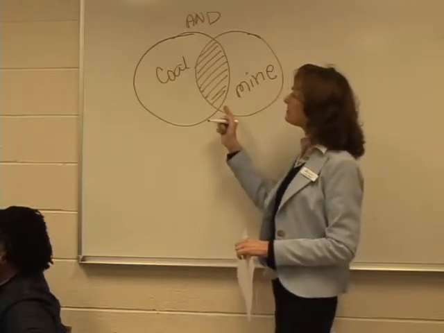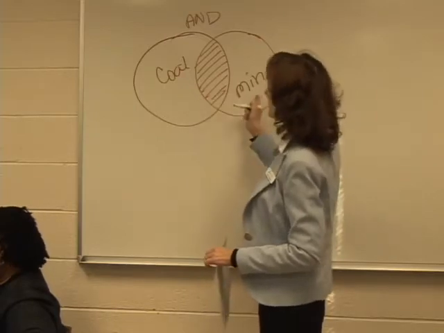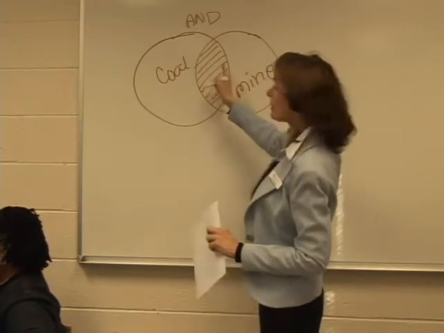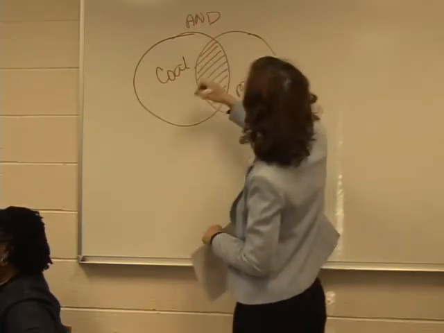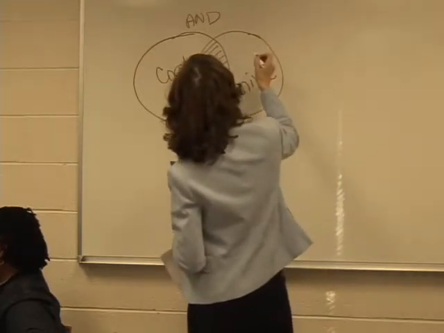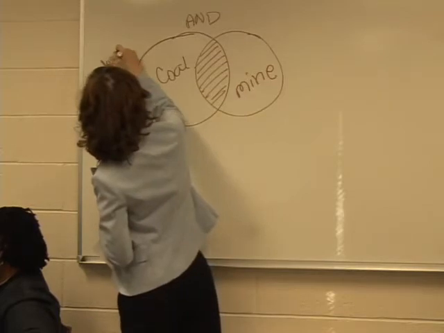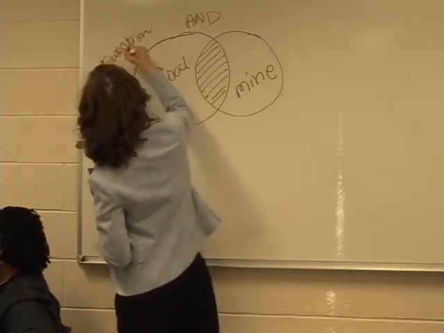We're anding them together, so I want only those articles with the word coal and the word mine in them. So this is correct. On your sheet right here, you can color in that middle part, and that is anding coal and mine together. This is also called the intersection, the intersection of two sets.